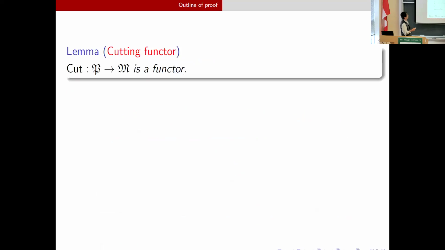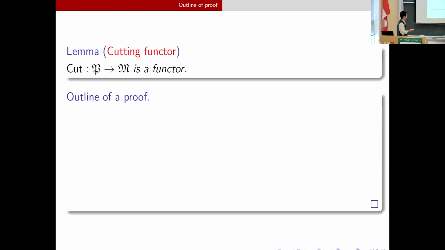And the technical point is actually that this cut space gives a functor from the category P to the category M. So this is the technical part, because for P divided by tilde, we don't know whether it is a smooth manifold or not. So we will prove this is a smooth manifold. This is a very technical part.